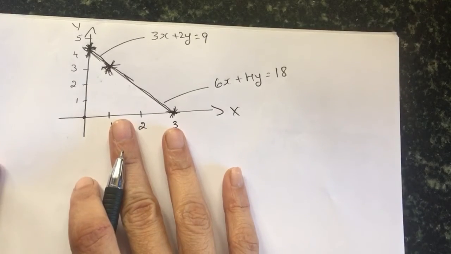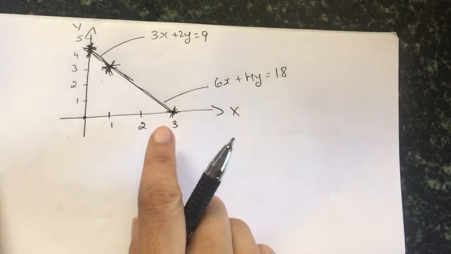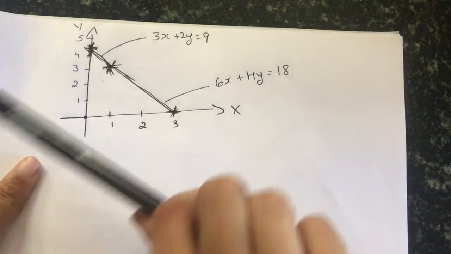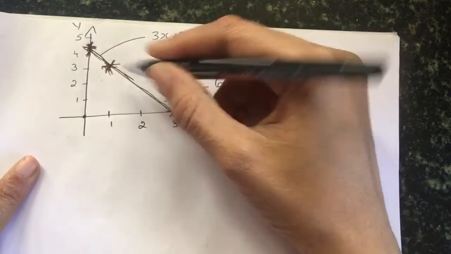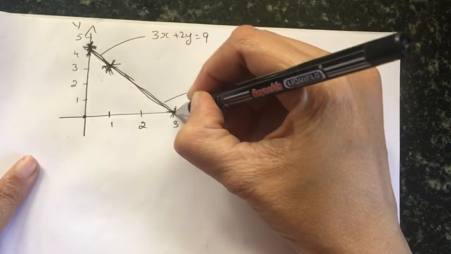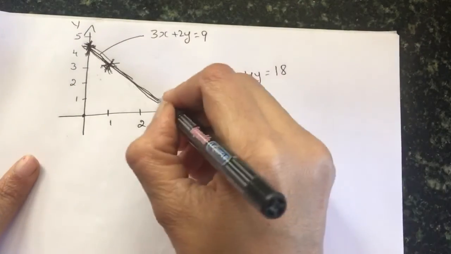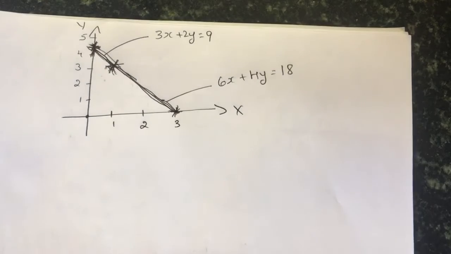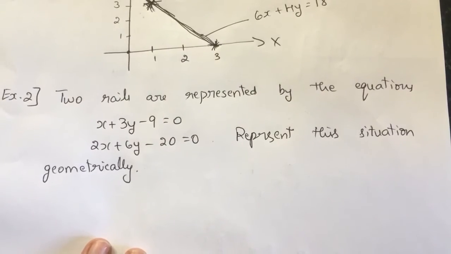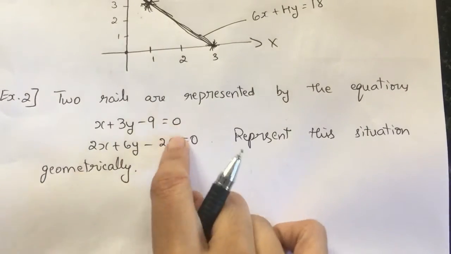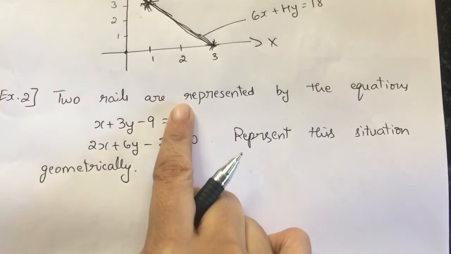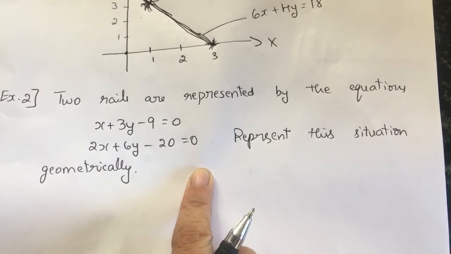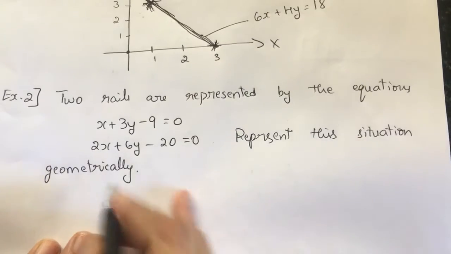This is how we have to represent. We have to make the table of values and have to draw the straight lines. Okay. Now in this case, second line coincide on the first line. Okay. So you can say that two equations are coinciding. Similar to previous question, you will be given with the two equations. Okay. You have to represent this situation geometrically. Okay. So same thing, I'll just explain you how to do it.